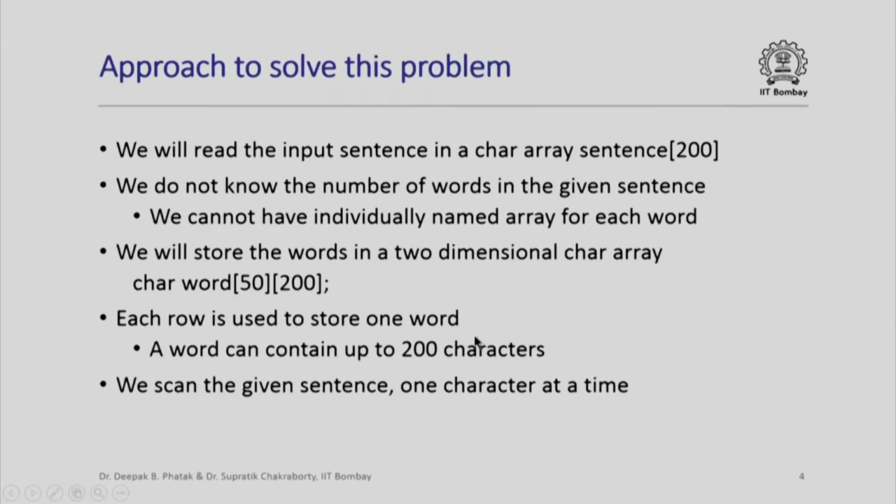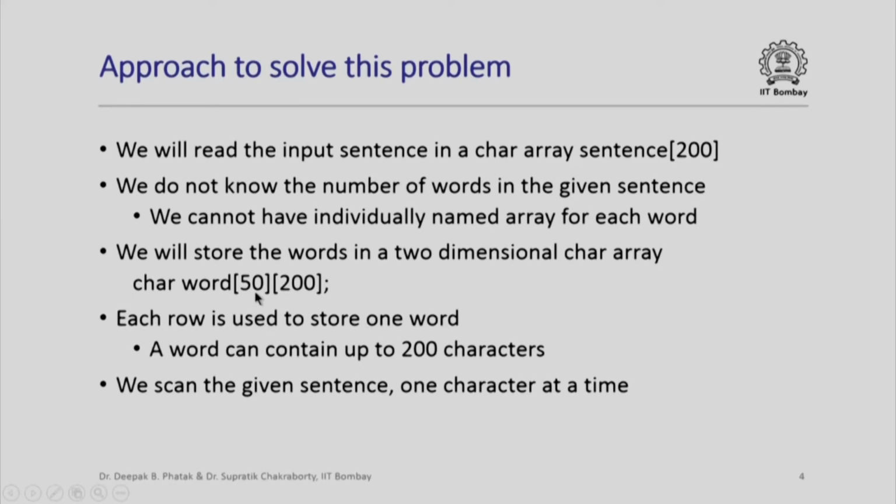The approach to solve this problem is we will read the input sentence in a char array called sentence[200], for example. We expect a sentence to be not more than 199 characters long. We do not know the number of words and therefore we cannot individually use a named array for each word. What we will do instead is store the words in a two-dimensional char array, char word[50][200]. Notice that this two-dimensional array provides for 50 words, actually 49 words. Each row is used to store one word.